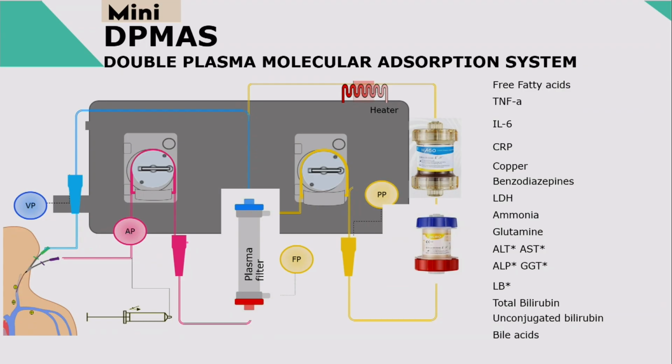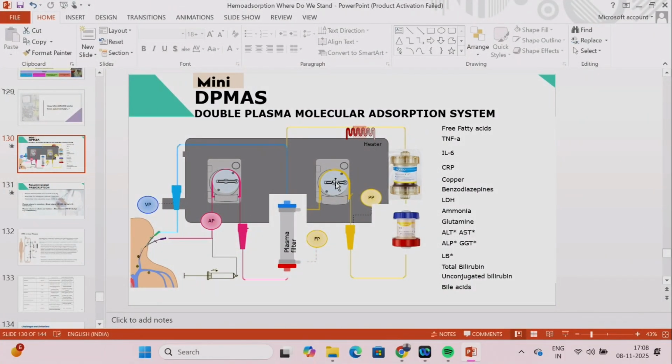You can use it in toxins like other toxins, middle molecular toxins. But without a plasma filter, we can't do that. That is the only issue with this. But CRRT, yes, I would always prefer a CRRT because it can take care of molecules up to 40,000 Daltons. And if you are giving the right dose and filter life is good, I think it works well.